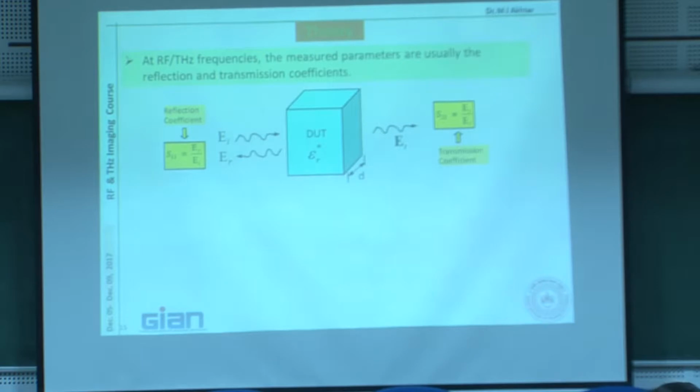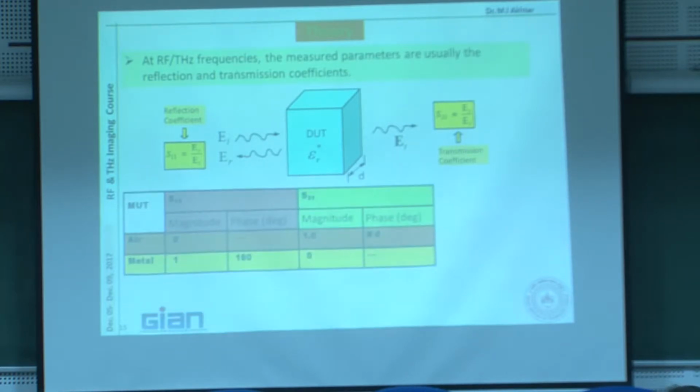by doing this measurement, you cannot directly get the permittivity. You have to use some method, and that's why we call this the inverse procedure. This is just to show that if you have air, this is 1, and matter is also 1. So this is a simple concept.